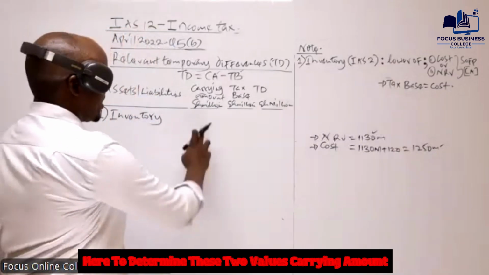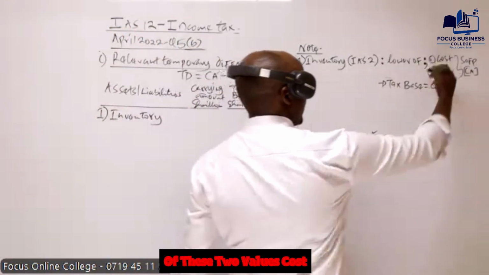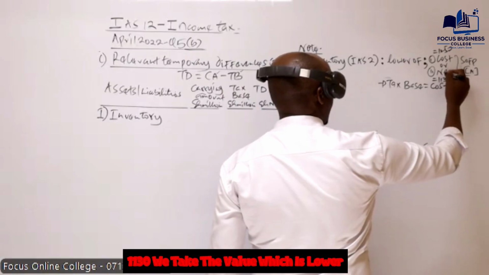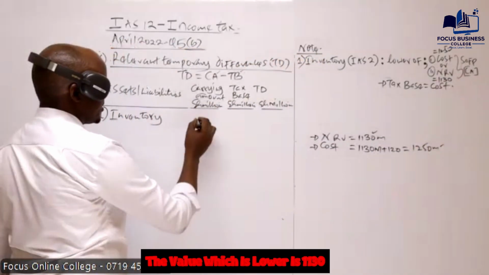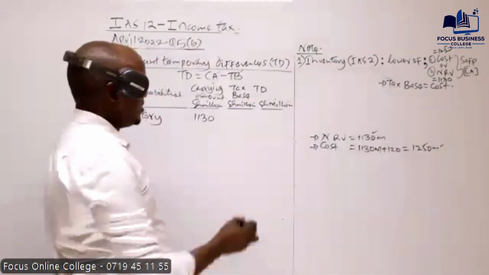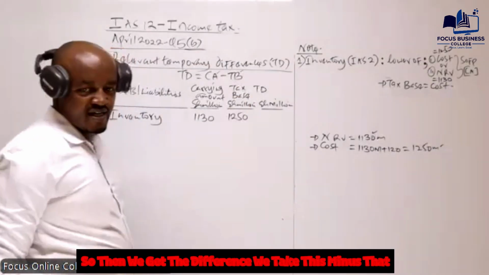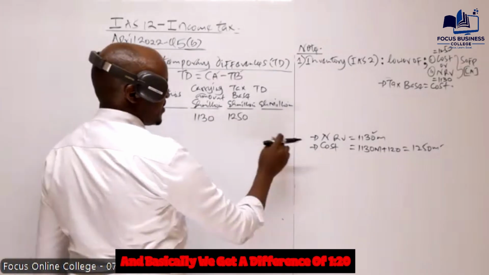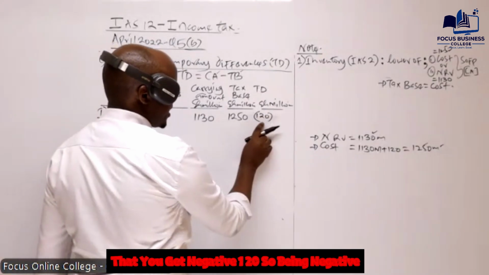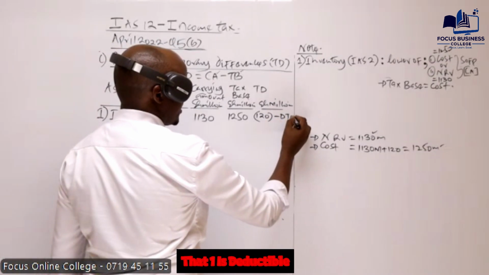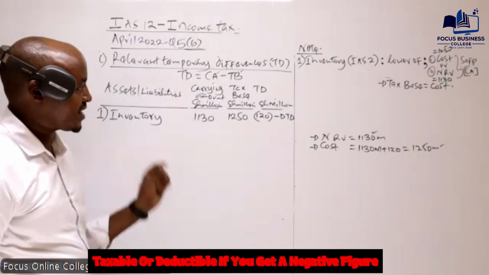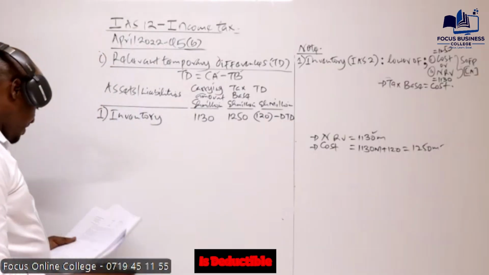Having that, we just need to use the concept I've explained to determine these two values. Carrying amount, we have said, should be the lower of these two values. Cost is 1250 million. Net realizable value is 1130. We take the value which is lower, which is 1130. The tax base is equal to the cost, which is 1250. So we get the difference. We take this minus that, and we get a difference of negative 120. Being negative, that one is a deductible temporary difference. Make sure you indicate whether the temporary difference is taxable or deductible. If you get a negative figure, it's deductible. So we are done with that.